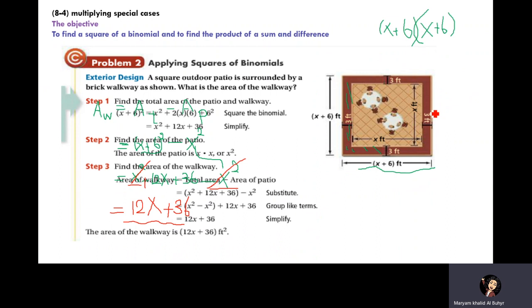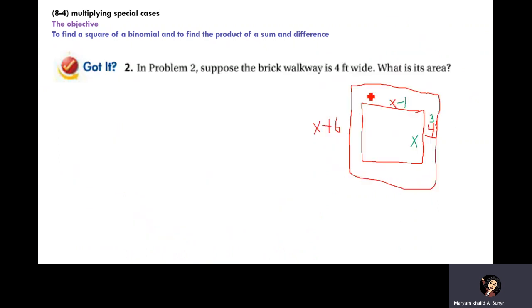What if I increase this side to 4? If I increase it to 4, that means I will take from this area. So this will be minus 1. I will cut 1 from it. So 1 plus the 3 is 4. That's what we have here. So we need to work on that.